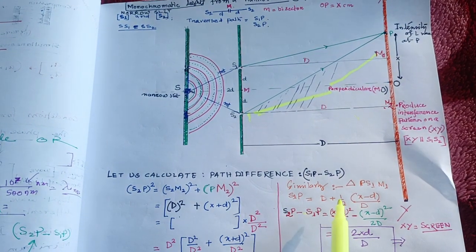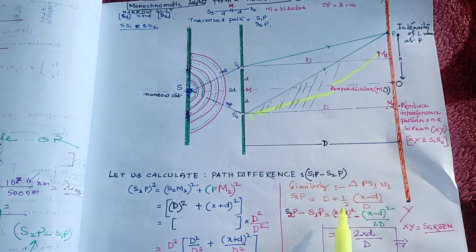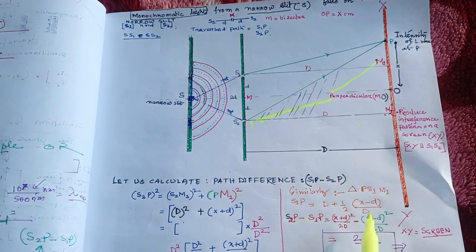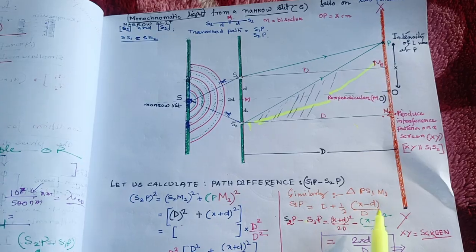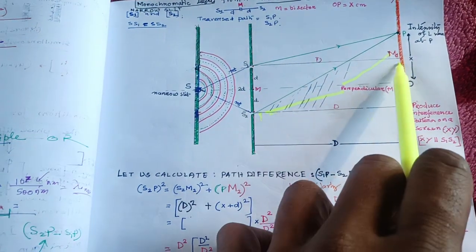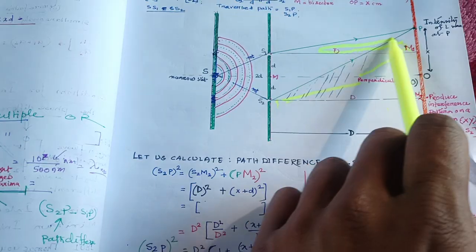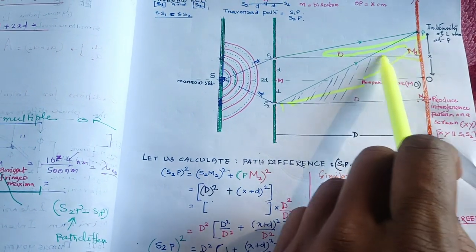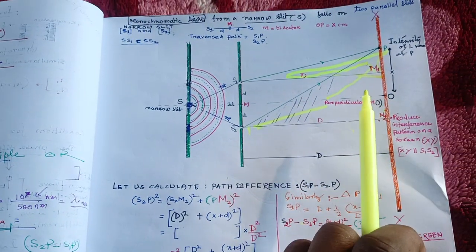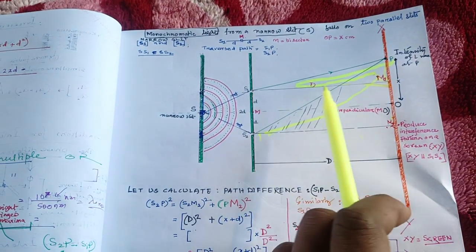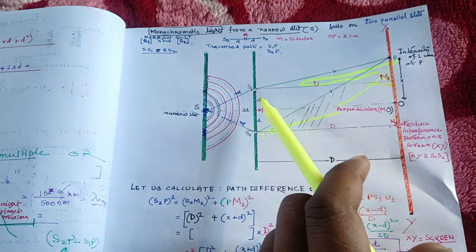S1P is D plus 1 half into x minus d over d. So what is x minus d? See here, this is the triangle, this small triangle P M2 M.